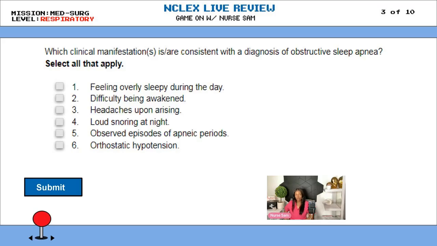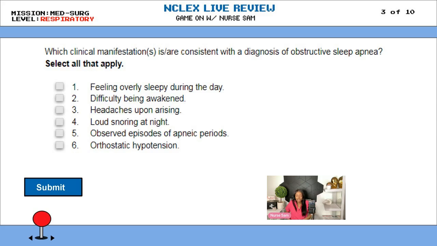But this question reads, which clinical manifestations is/are consistent with the diagnosis of obstructive sleep apnea? Ooh, a select all that apply. Is it 1, feeling overly sleepy during the day? 2, difficulty being awakened? 3, headaches upon arising? 4, loud snoring at night. 5, observed episodes of apneic periods. And/or 6, orthostatic hypotension. Okay, what is our answer?